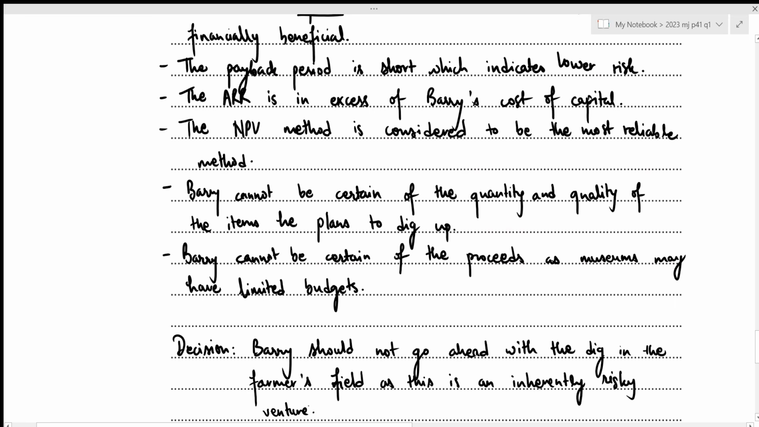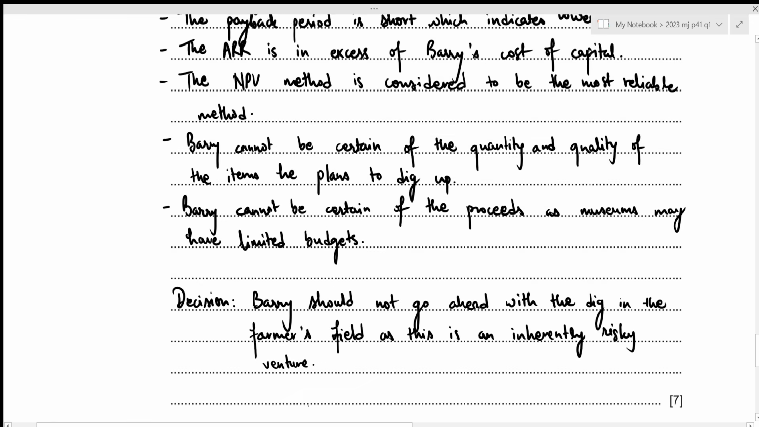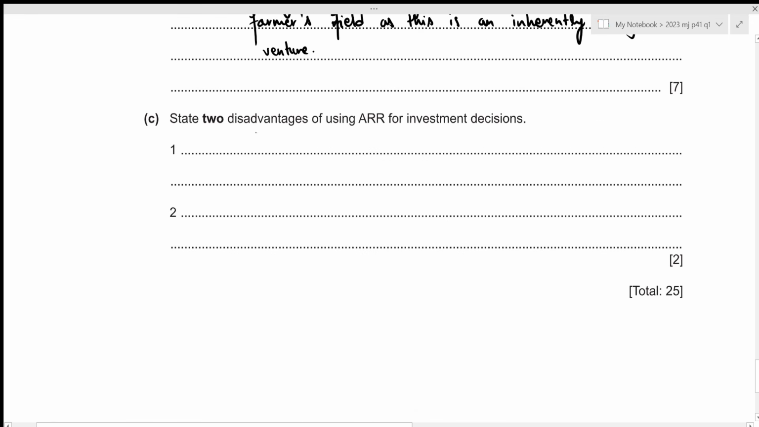Alright, that's all for the second part of this question. We can now move towards the third one. We now need to state 2 disadvantages of using ARR for investment decisions. So the very first thing is we do not use any of the discount factors while calculating ARR, which means that it ignores the time value of money.